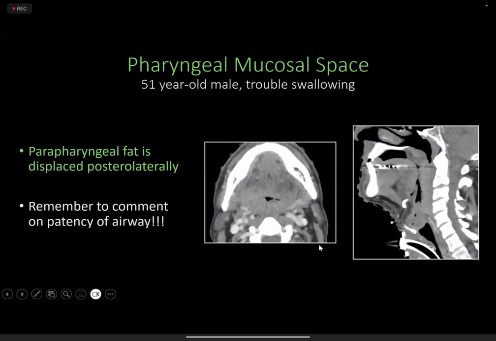So let's take a look at a lesion within the pharyngeal mucosal space. This is a 51-year-old male that had trouble swallowing. You can see that there's this infiltrated mass lesion that takes over the entire pharyngeal mucosa. It extends down all the way to the level of the larynx.